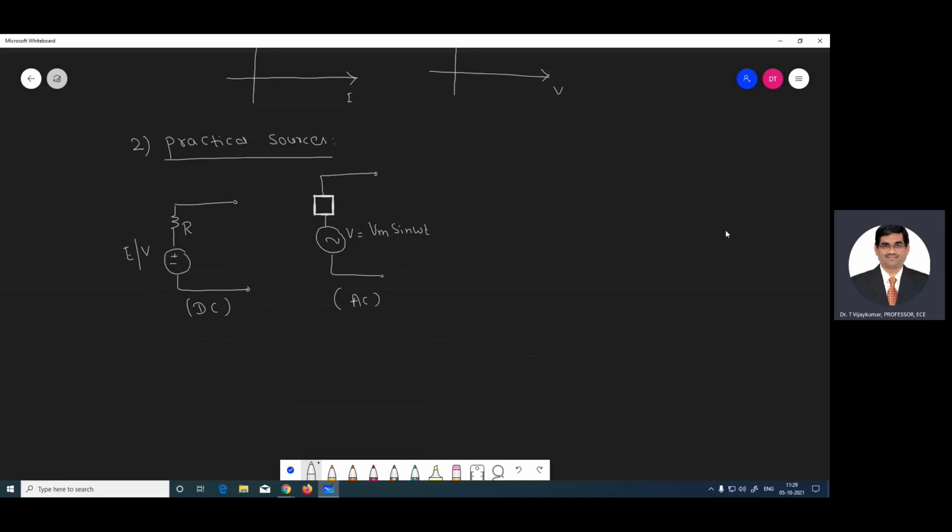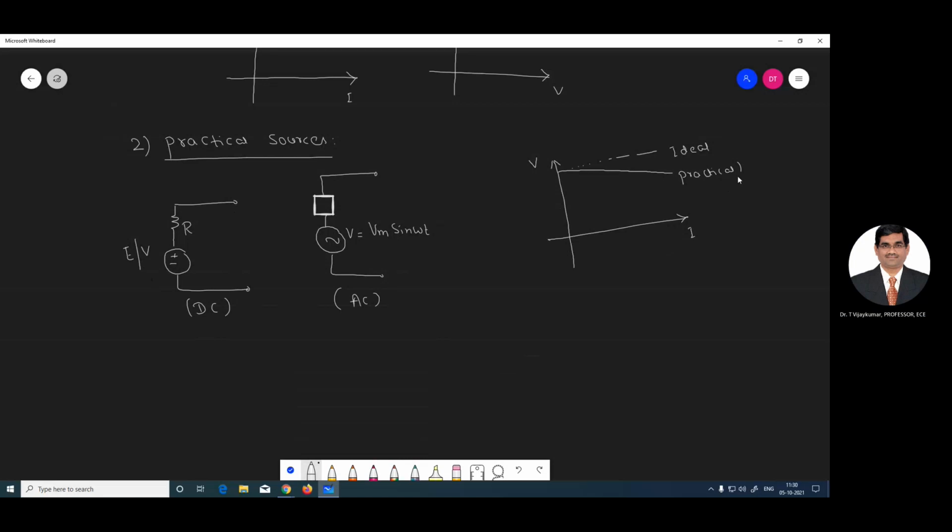So what waveform are we getting for this? If you draw the graph between the current and the voltage V, we already got the graph for the ideal source, because there is no drop. But here there is a resistance in series with the voltage source, so automatically the voltage will drop and decrease like this. And this is the practical graph.